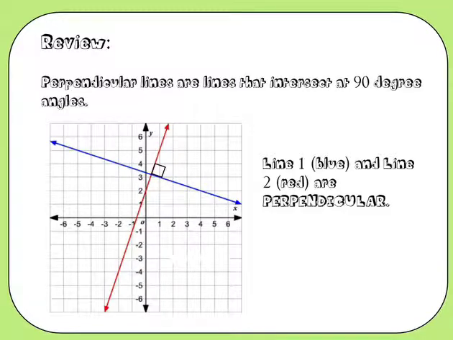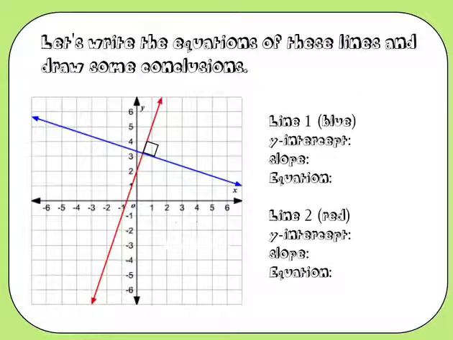So now let's think about perpendicular lines. And if you remember, perpendicular lines are lines that intersect, but they intersect at 90-degree angles. That's what this little box represents. So line 1, which is in blue, and line 2, which is in red, are perpendicular lines. They intersect at a 90-degree angle. So let's write the equation of each one of these lines and see what kind of conclusions that we can draw. We do the exact same thing.